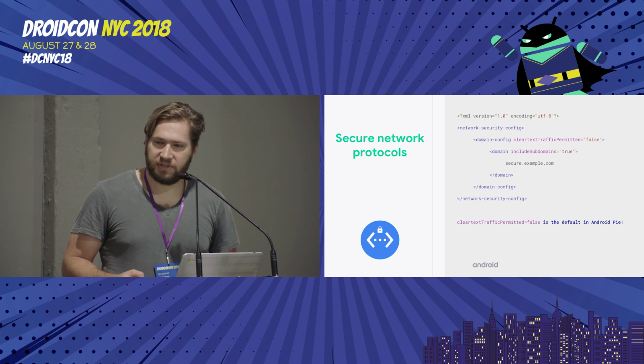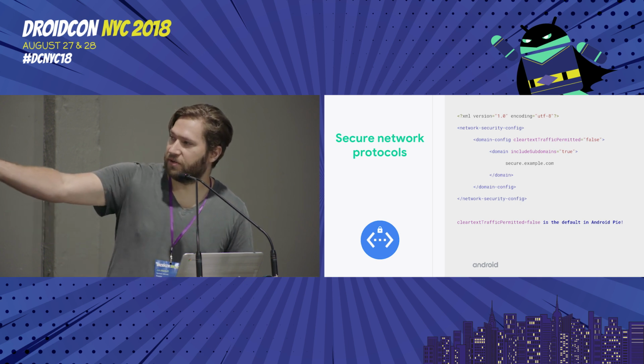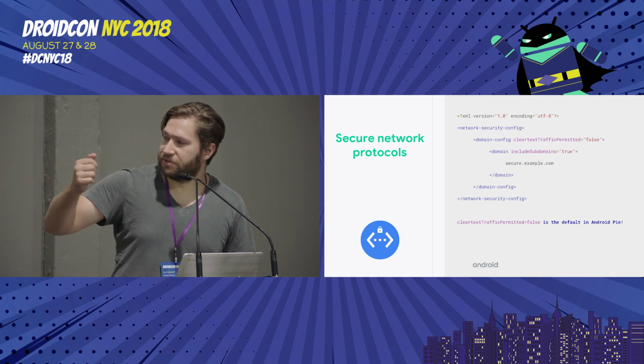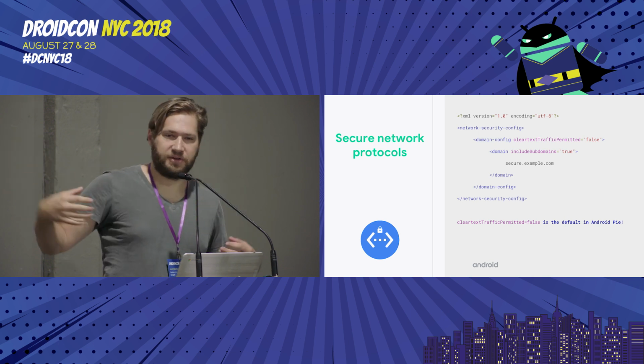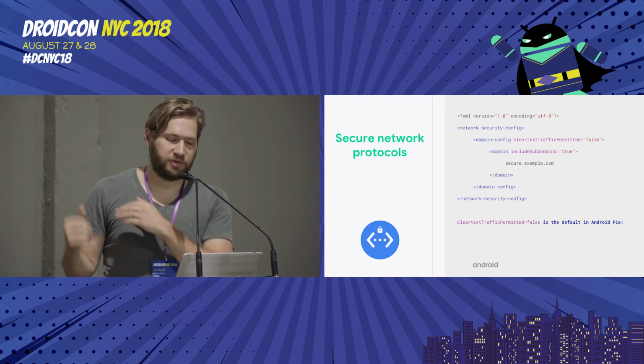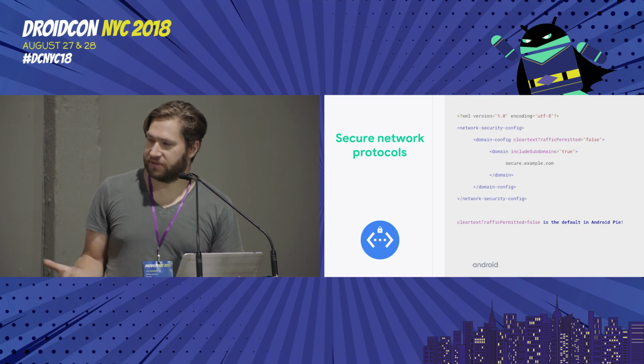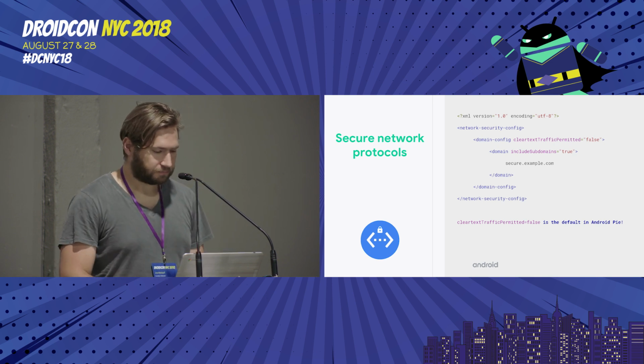You're going to have to intentionally enable that with clearTextTrafficPermitted equals true, and then you can actually add a subdomain there to say, hey, we're going to allow this one to work. And there's actually a real-world use case for this that I'll get to in just a few minutes.